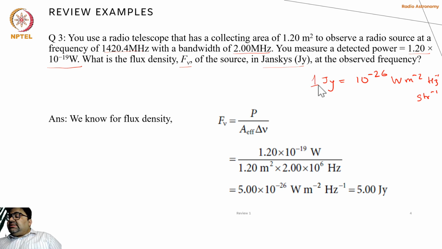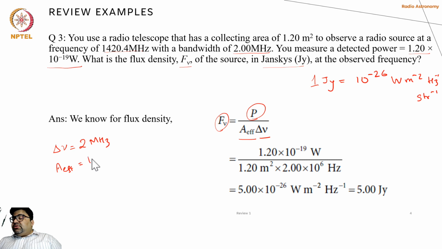So this is 1 Jansky. Now let us define. F nu is the flux density, that is dependent on the power over effective area over the bandwidth delta nu. Now bandwidth we already knew, that is equal to 2 megahertz. And the central frequency is given and the power is given. Collecting area also is given, that is effective area equal to 1.2 meters square.